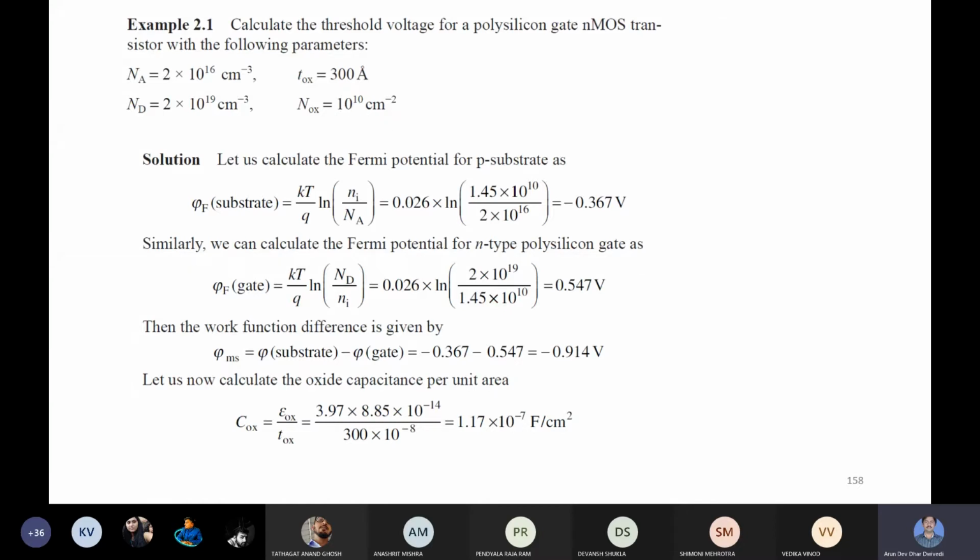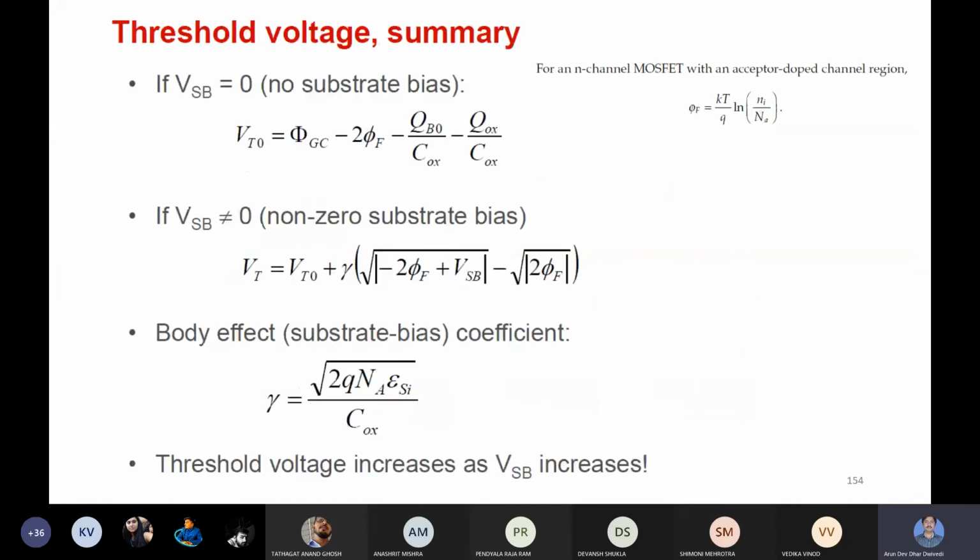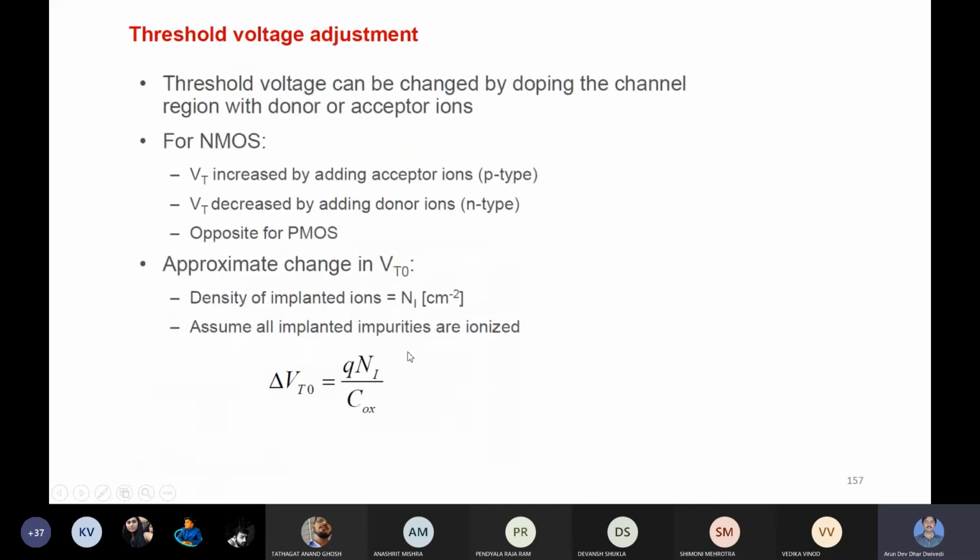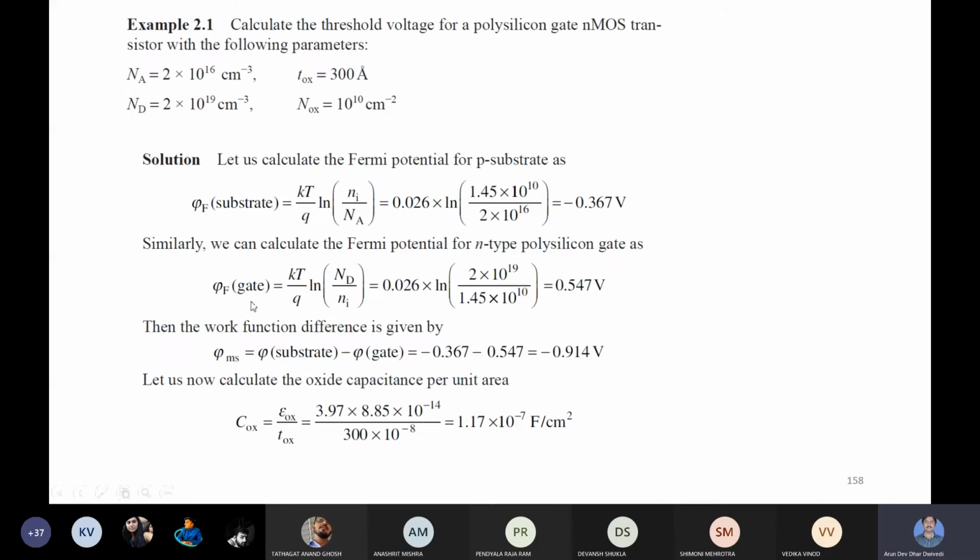So based on this basic knowledge and the Fermi potential calculation, we can calculate gamma. Here the body effect is not considered. So let us calculate the Fermi potential of the substrate for solving this problem. Because you want to calculate the threshold voltage, first the Fermi potential of the substrate is calculated as kT by q ln Ni by Na. Ni is not given here as data, but we can keep it in mind.